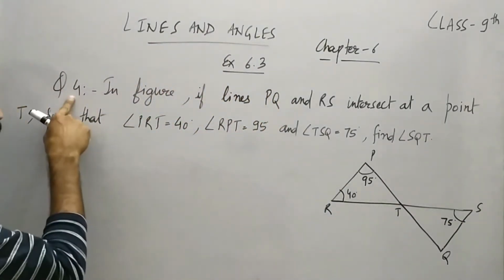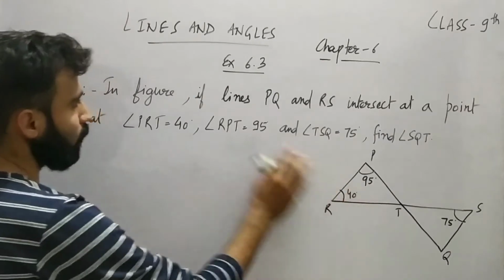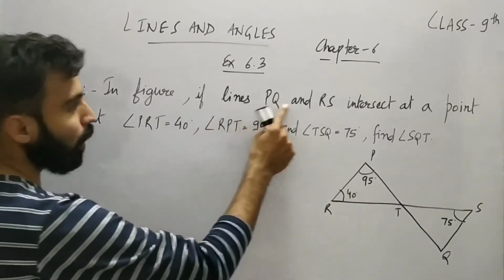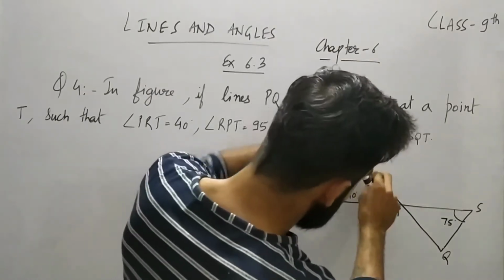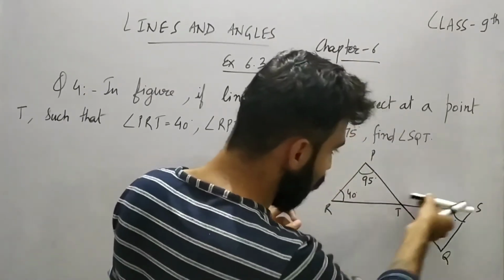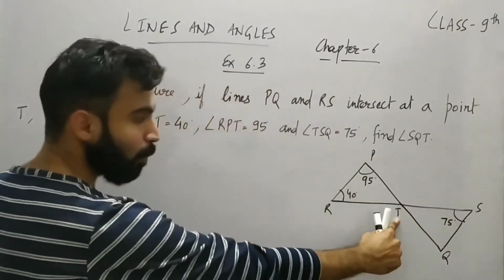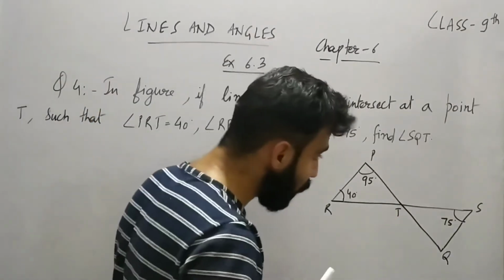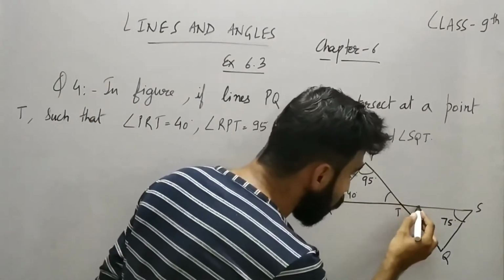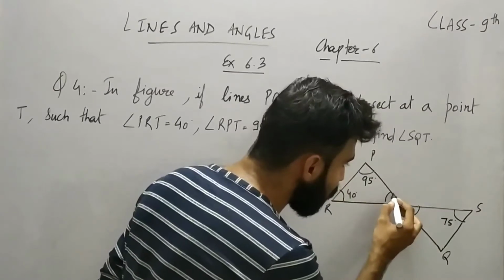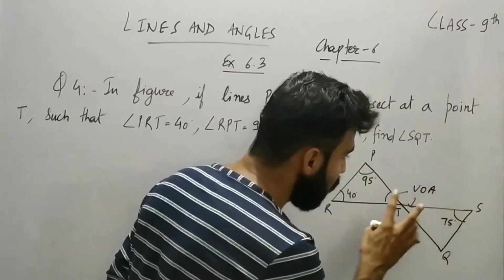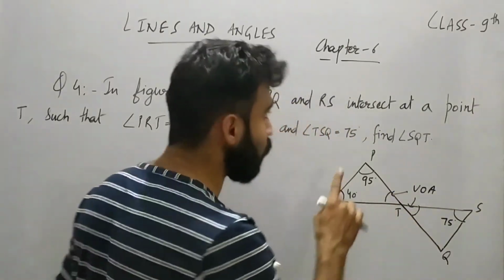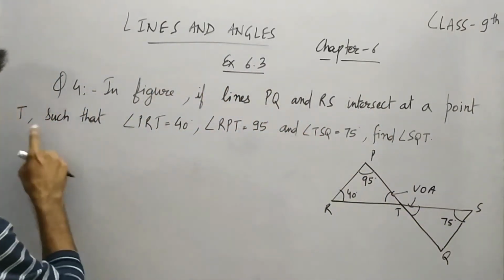Now question number 4. In the given figure right here, if lines PQ and RS, let me just mark them. You can see these two lines PQ and RS are both intersecting at a common point T. Remember, a formation of vertically opposite angles is there, so these two are going to be vertically opposite angles and they are going to be equal. Now let me read the question first.